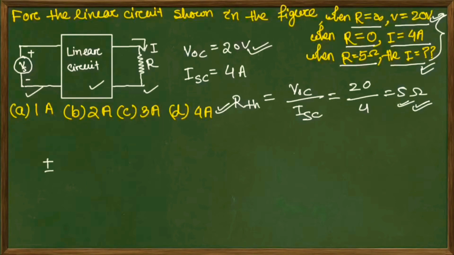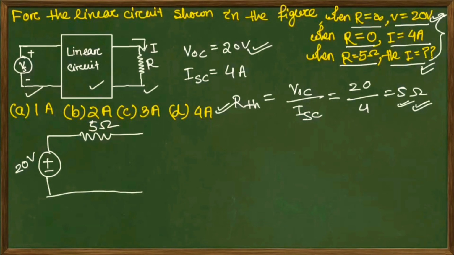Here the open circuit voltage is your 20 volt, and here Thevenin's resistance is your 5 ohm, and here the load resistance is your R.